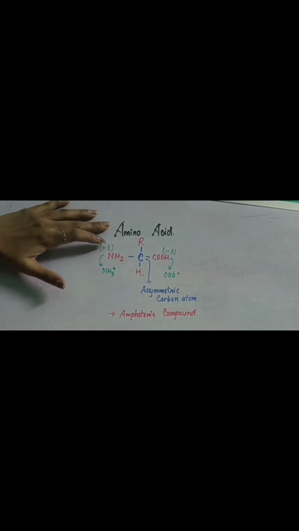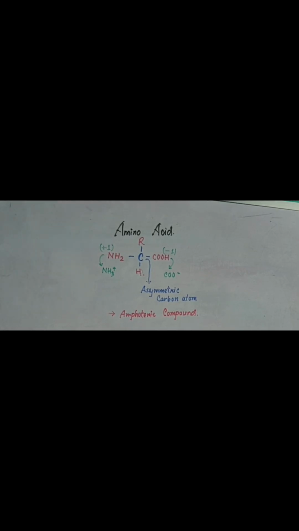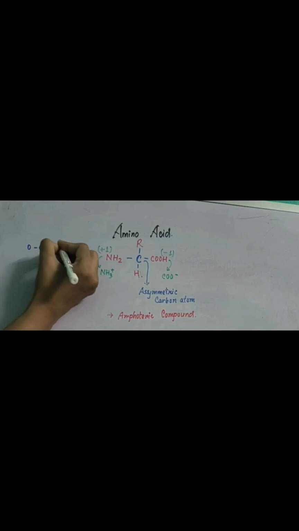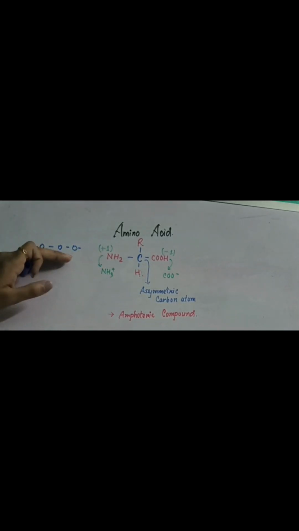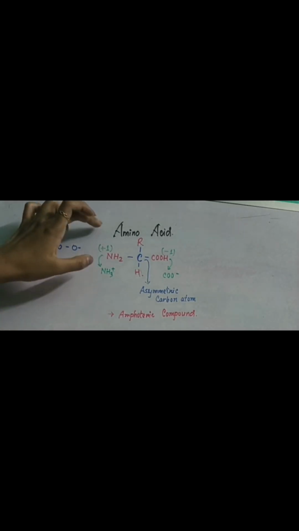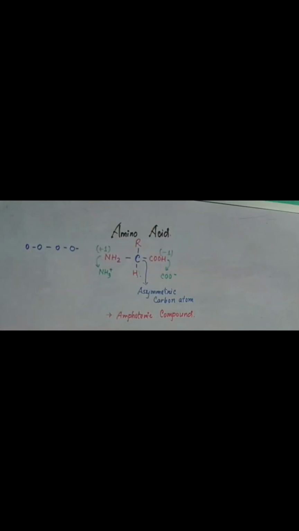Today's topic is the amino acid. So basically, amino acid is involved in the formation of the protein structure. Now here, the protein is the polymer of amino acid. That means different amino acids are joined to form the protein structure. Now here, the amino is the basic group that carries positive charge, and acid is acidic, carrying negative charge.